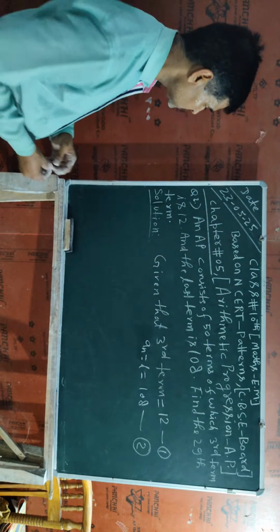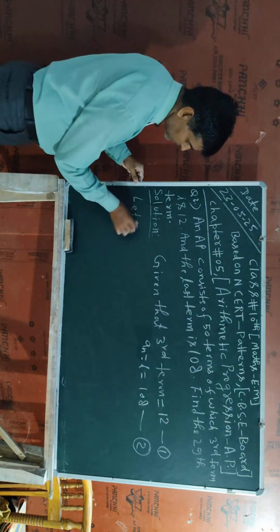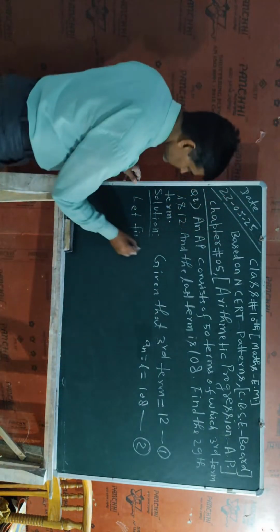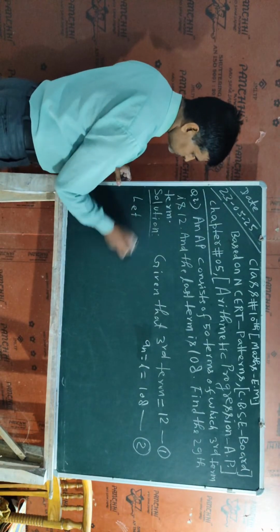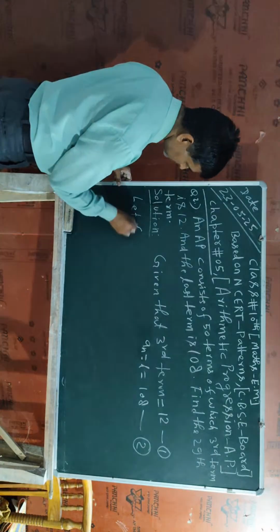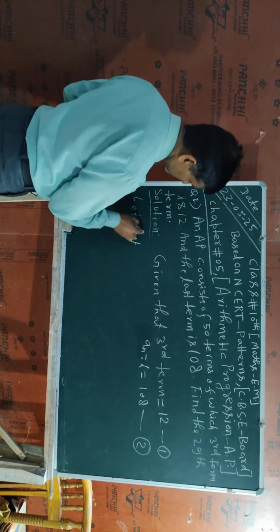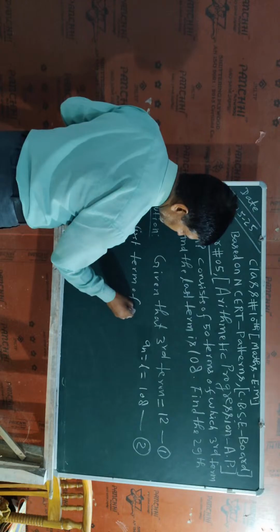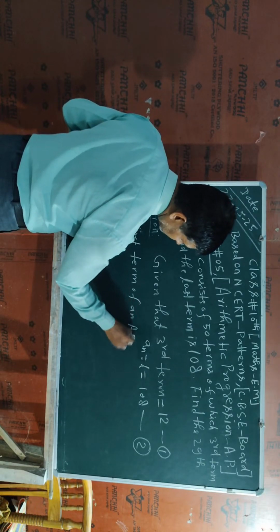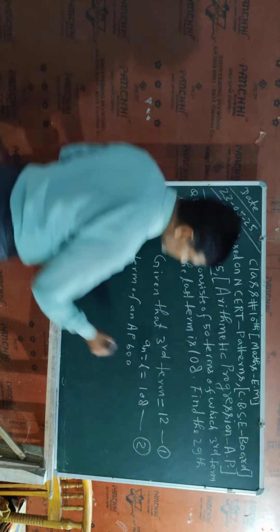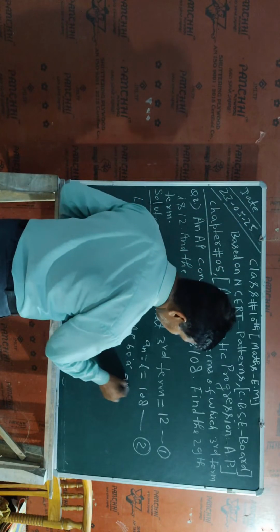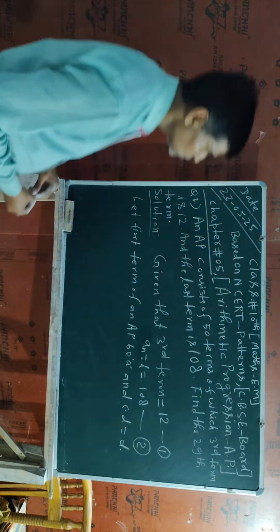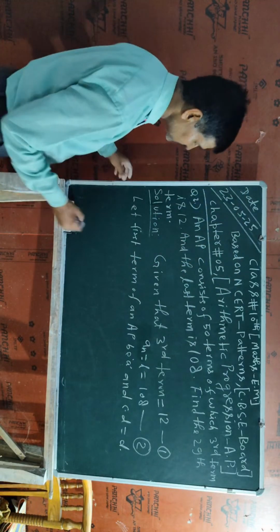So this is very easy. First of all, here I will say let the first term of the arithmetic progression be a, and the common difference be d, common difference d. So the nth term of that arithmetic progression is given.